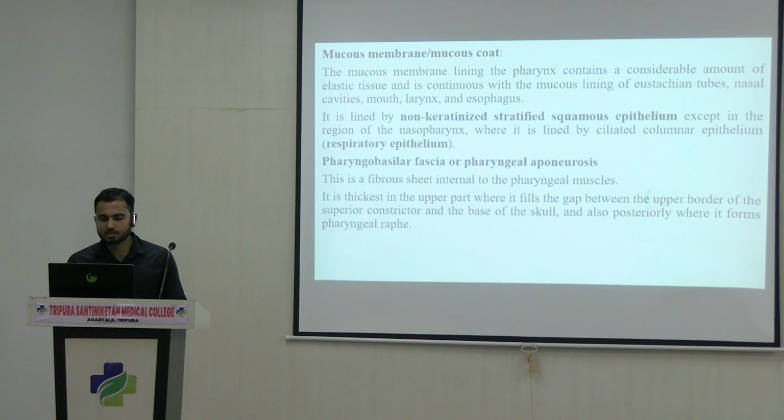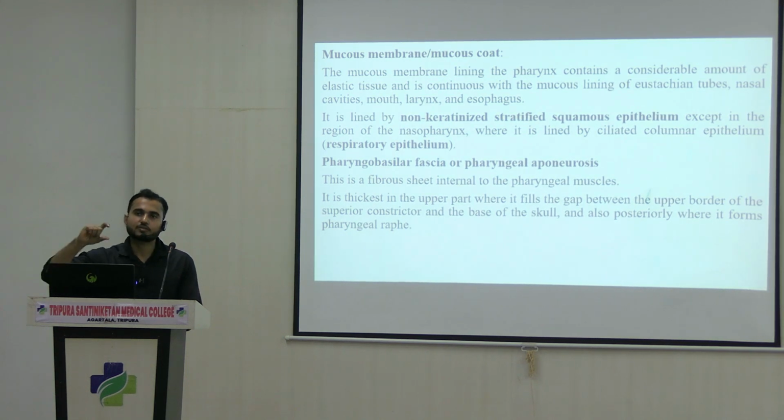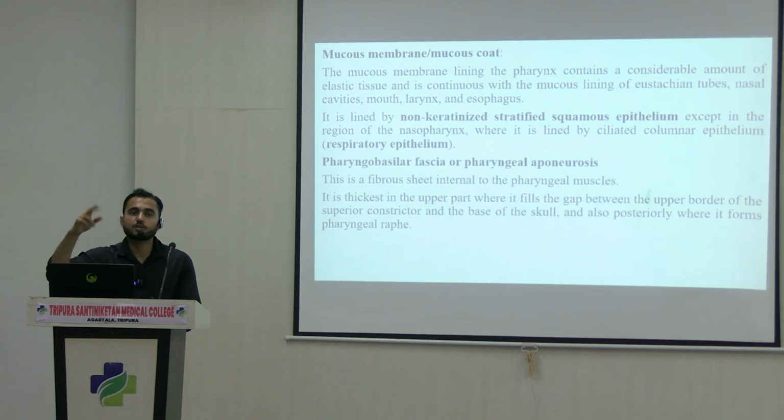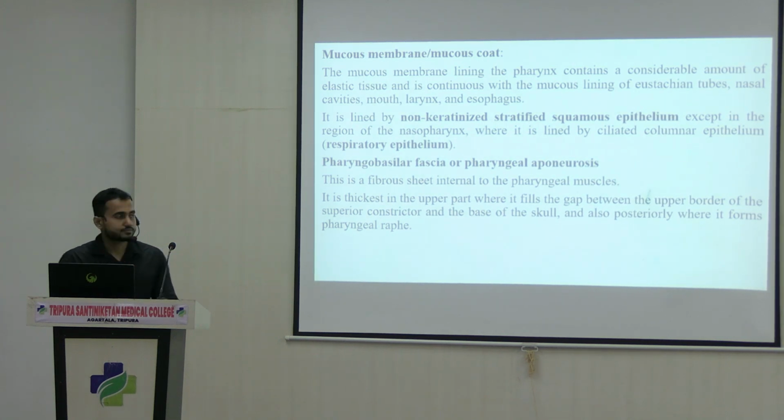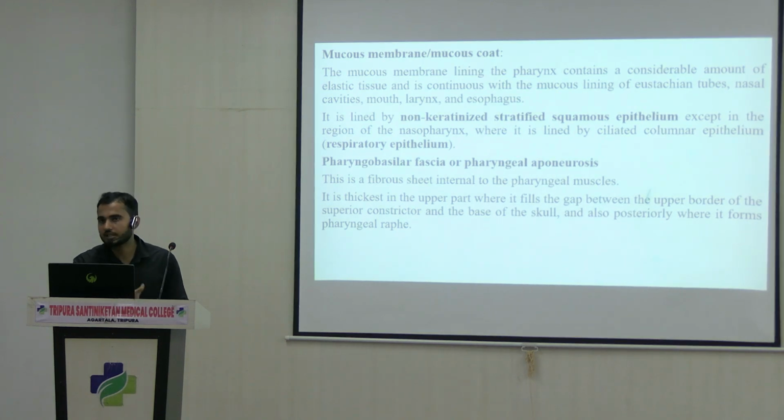Now, there are some areas where this particular fascia is very thick. For example, just below the base of the skull and the superior constrictor muscle. Superior constrictor is a muscle of the pharynx. The gap between the upper border of the superior constrictor and the base of the skull is filled by this pharyngobasilar fascia, where it is very thick.